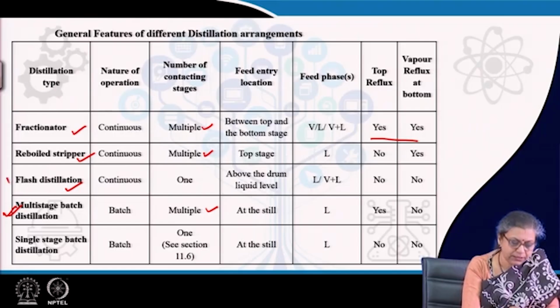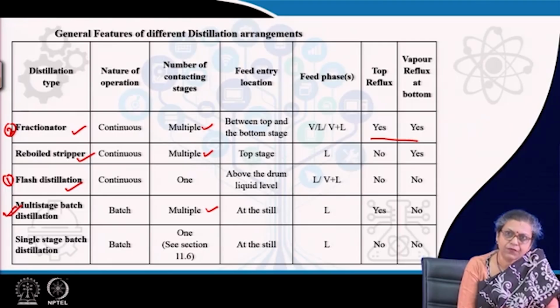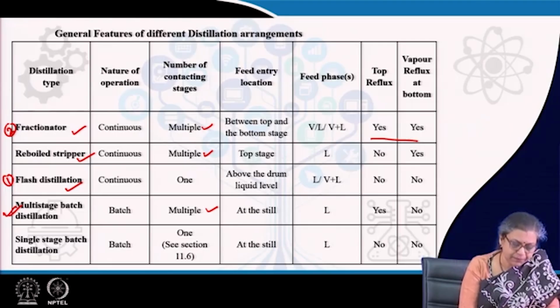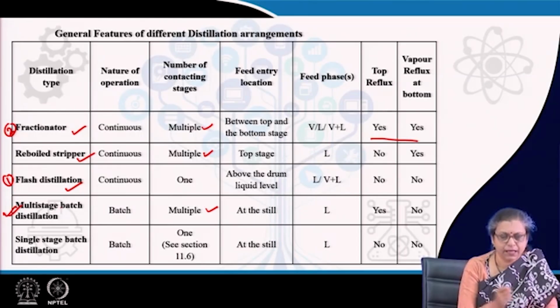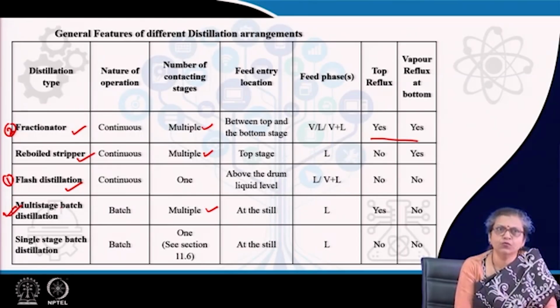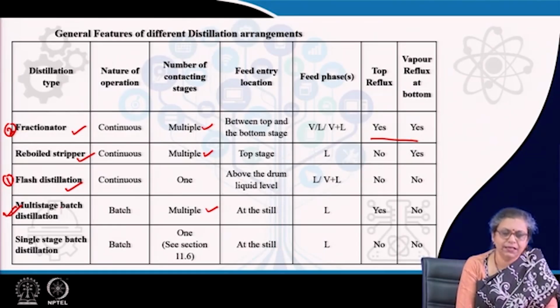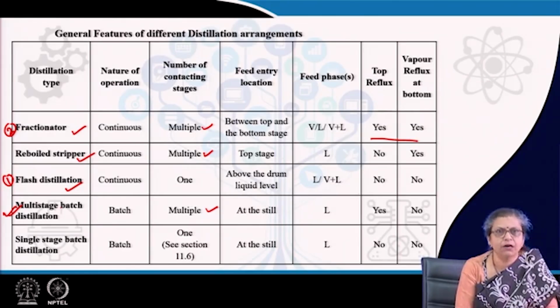After flash distillation, we are going to discuss the fractionator, and after the fractionator we will discuss single stage batch distillation, and we will also touch upon multi-stage batch distillation columns, or the batch distillation still along with the column. So, with this we end here. In the next class we go ahead with our discussion on the design of a flash drum, what things have to be considered and how we proceed with it.